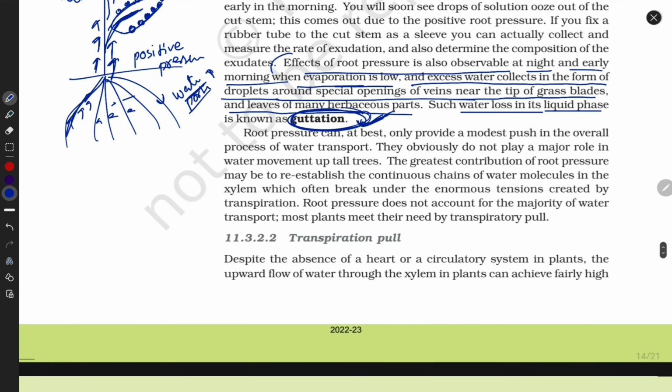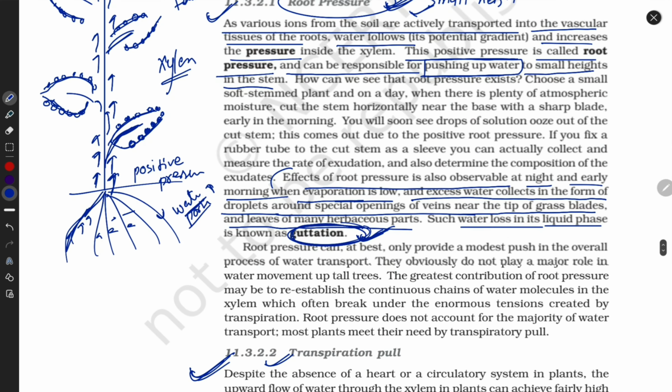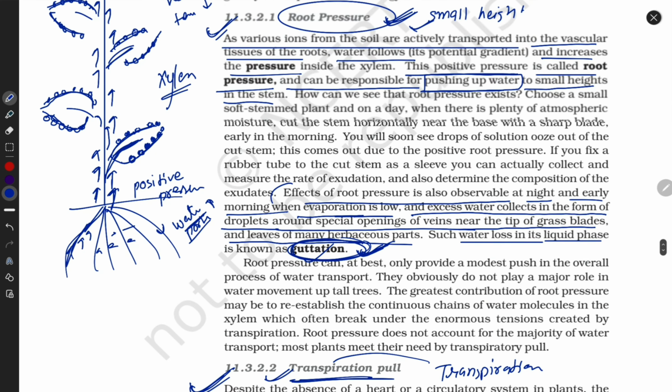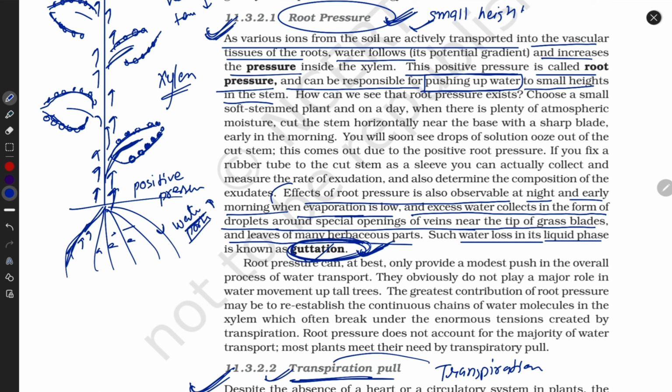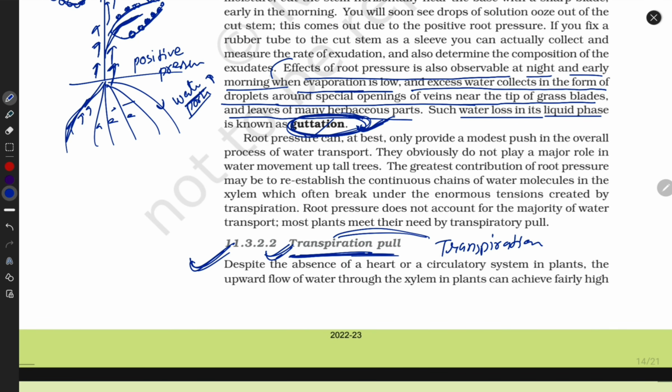Okay guys, now the transpiration pull. This rule is applicable for the whole plant, short plants as well as tall plants. Root pressure is caused by guttation, so transpiration pull is caused by transpiration. I repeat, root pressure is caused by guttation. Guttation is responsible for root pressure. Excess water makes a pressure, and due to this pressure the droplets come out on the surface. And transpiration pull happens with the pressure of transpiration.